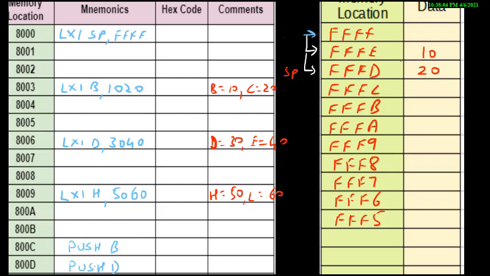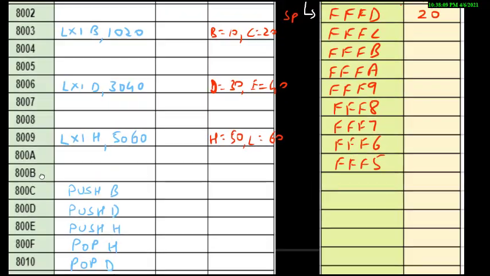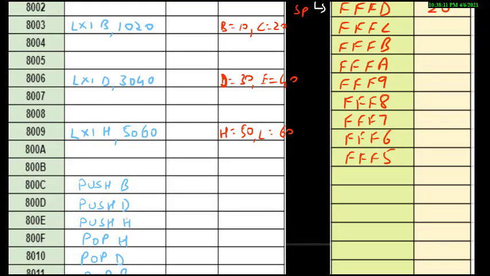Now next we have push D. This is the next instruction, the push D instruction. When this is executed, the stack pointer decrements and the content of D is stored. D contains 30, so this 30 will be stored here, and the pointer decrements again and the content of E is stored. So the stack pointer is now at this point. This is the new stack location.